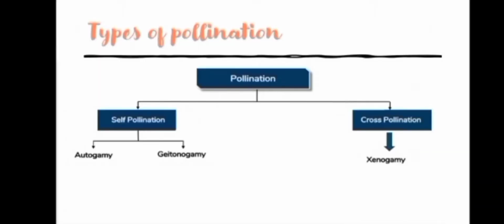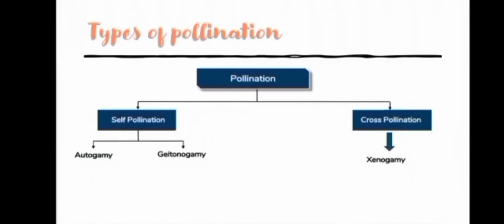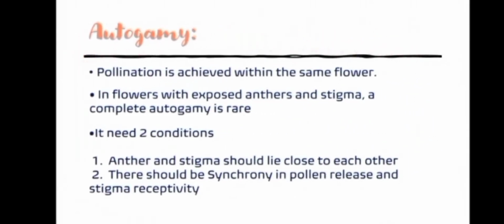Now there are two types of pollination, self-pollination and cross-pollination. Now, self-pollination is divided in two parts, autogamy and geitonogamy, and cross-pollination has a single type known as xenogamy. Now, let's talk about autogamy.